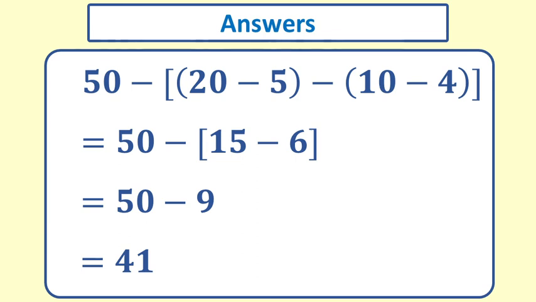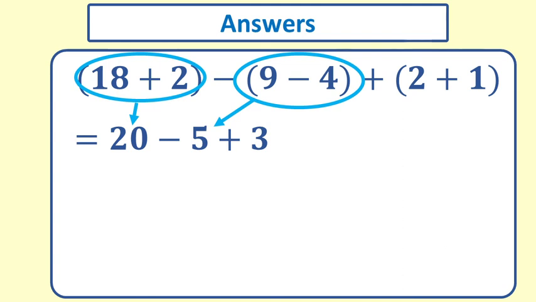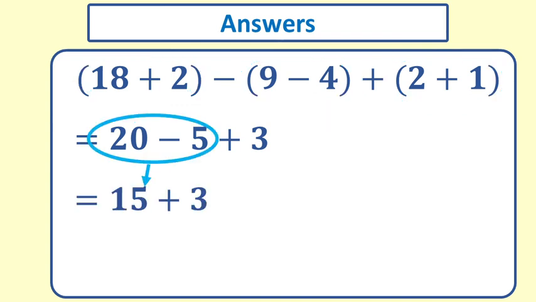Next example. We have three sets of brackets here. 18 plus 2 minus 9 minus 4 plus 2 plus 1. First we look after each of the expressions inside the parentheses. 18 plus 2 equals 20, 9 minus 4 equals 5, and 2 plus 1 equals 3. So now we have 20 minus 5 plus 3, which becomes 15 plus 3, which equals 18.